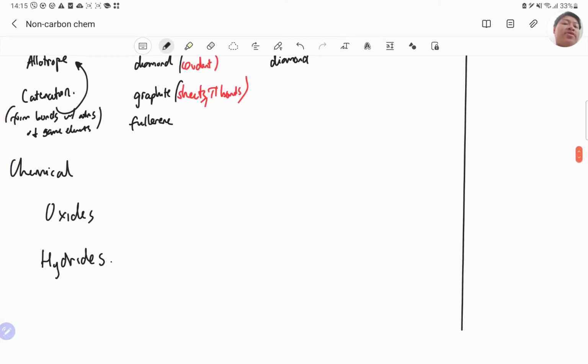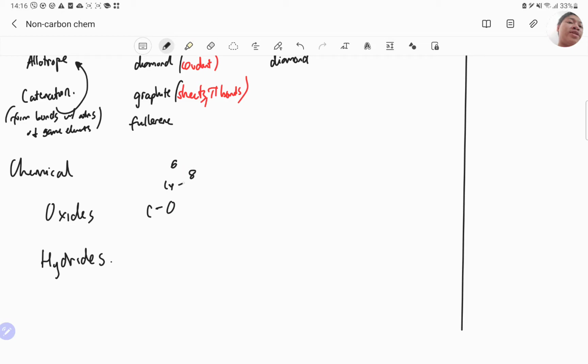Oxides. Carbon forms carbon dioxide. Carbon dioxide. Wait a minute. How do I draw a Lewis structure? Carbon has six electrons. Oxygen has 8 electrons. So we have 14 electrons to fill.